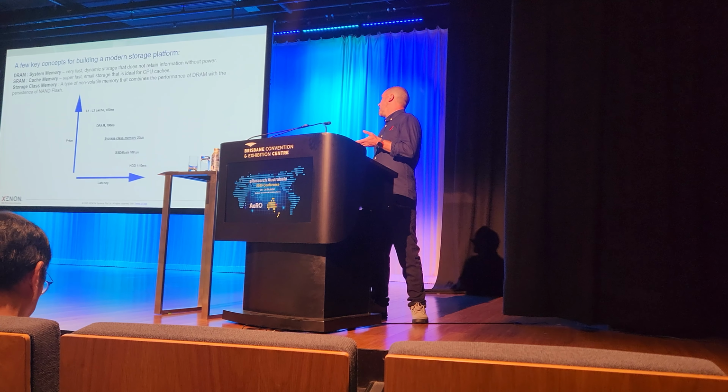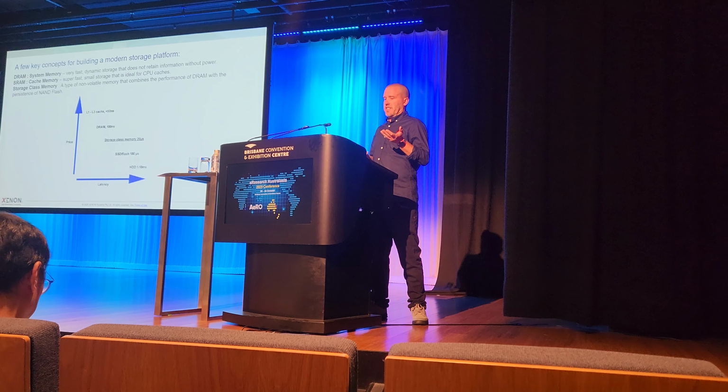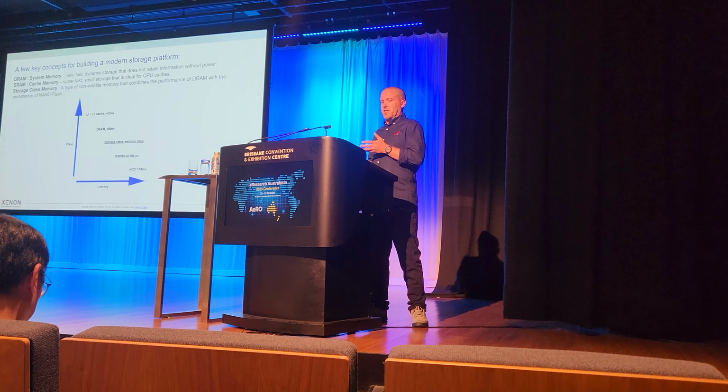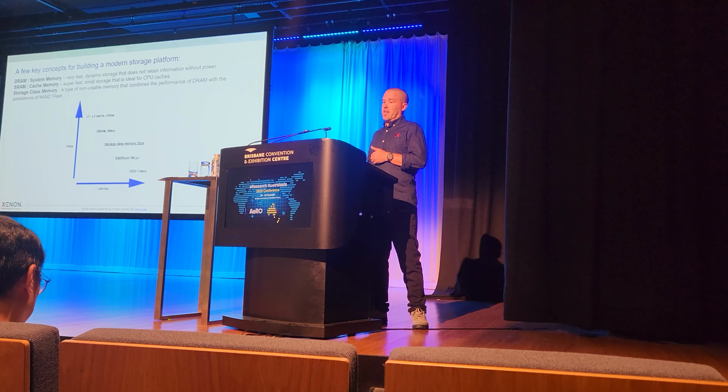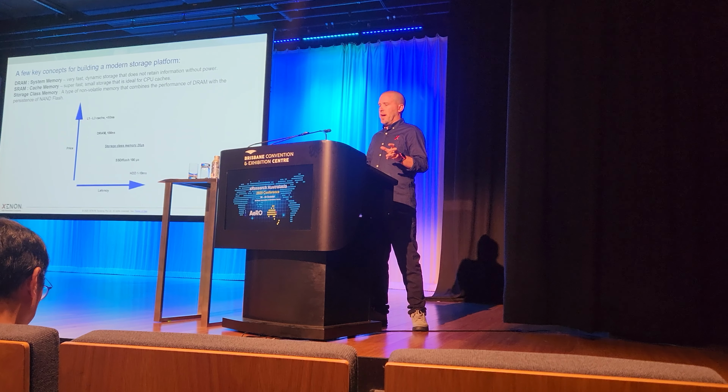And then you can see on that graph, we have SSDs, and below that hard drives. The speed really decreases, but the price goes down. So it's a balance of power, volatility, and speed.